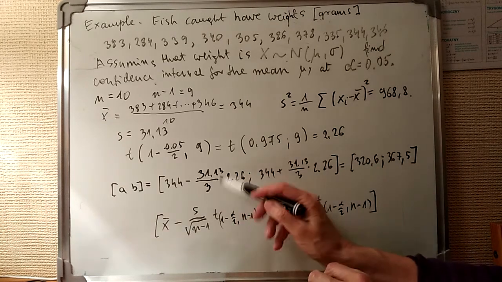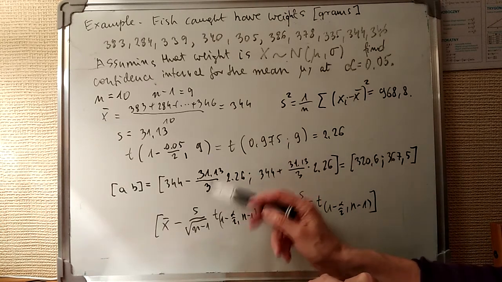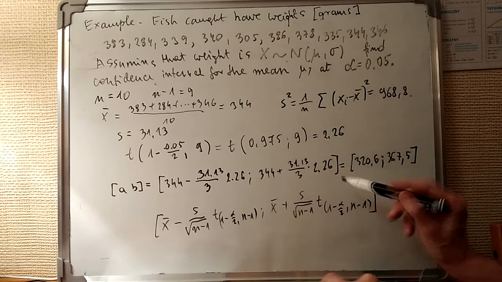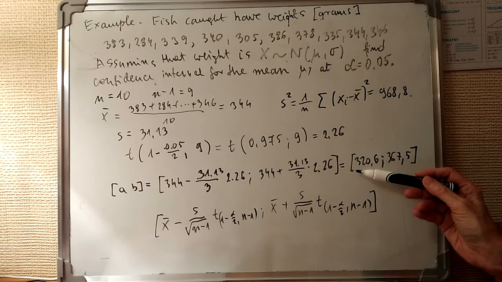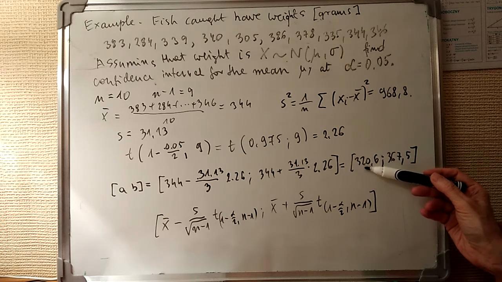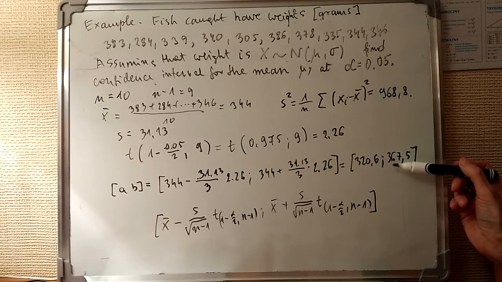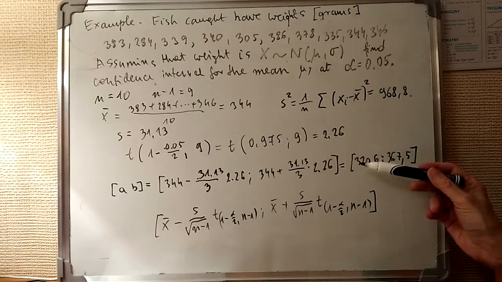Okay, so as you can see, we just substitute the values that we have, and finally we obtain the confidence interval more or less between 320 and 367.